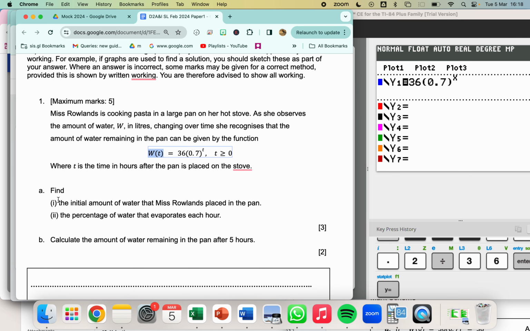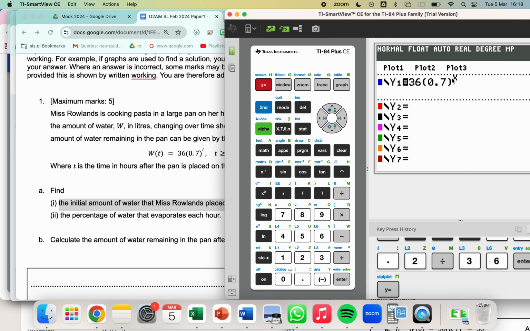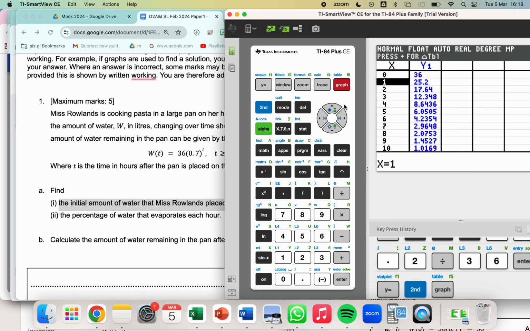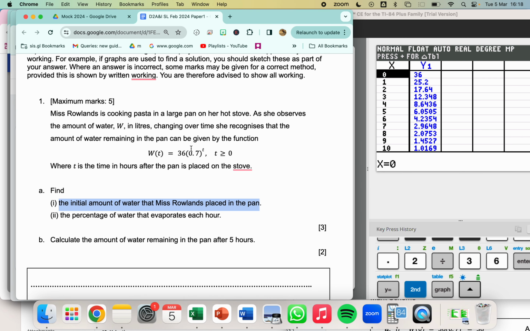The first question is, find the initial amount of water Miss Rowlands placed in the pan. Initial is when time is 0. So if you didn't know that, write that down. So when time is 0, it is 36. And you can see here, it's simply 36 in the function. So if we've got a function which is a, b to the power of c, our initial amount is always going to be whatever a is.